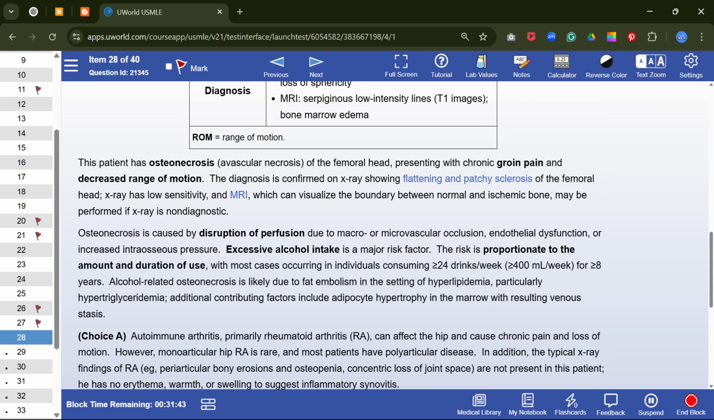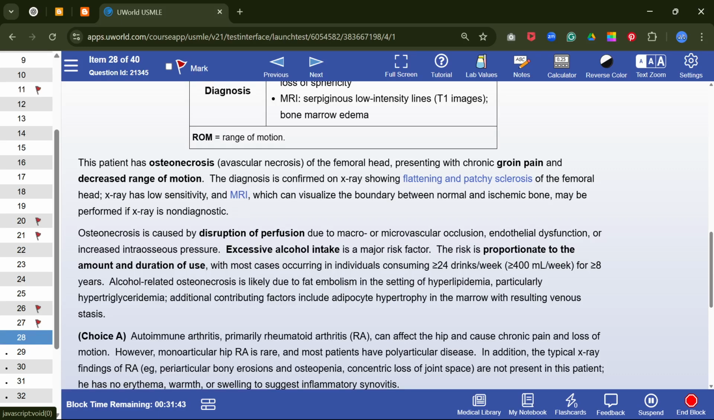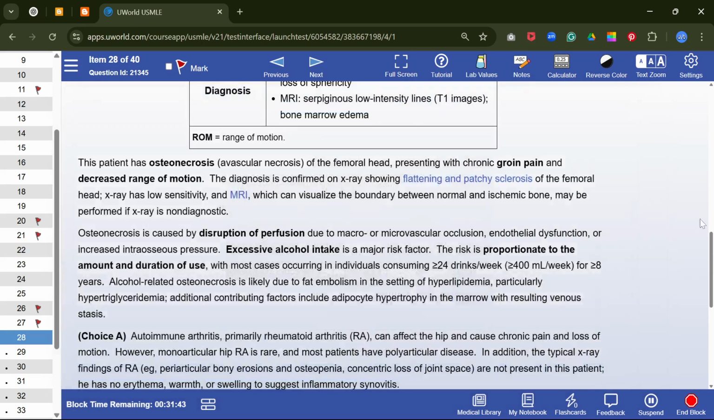This patient has osteonecrosis of the femoral head, presenting with chronic joint pain and decreased range of motion. The diagnosis is confirmed on X-ray by flattening and patchy sclerosis of the femoral head. X-ray has low sensitivity, and MRI can visualize the boundary between the normal and the ischemic bone and may be performed if X-ray is non-diagnostic.